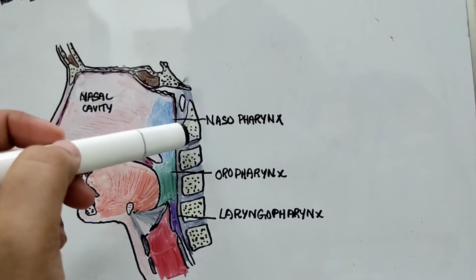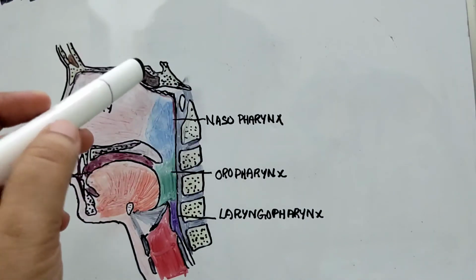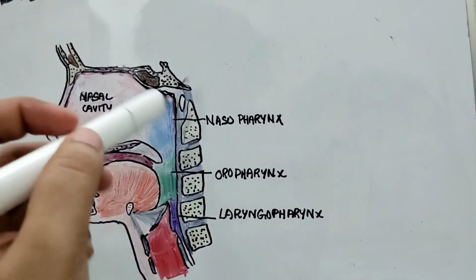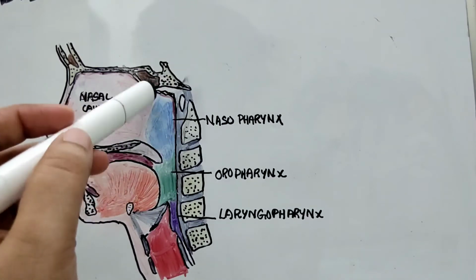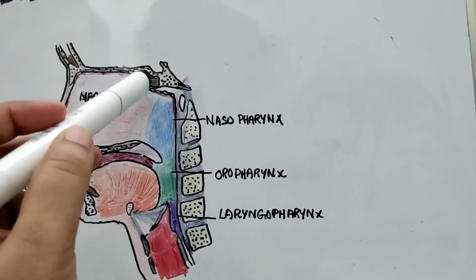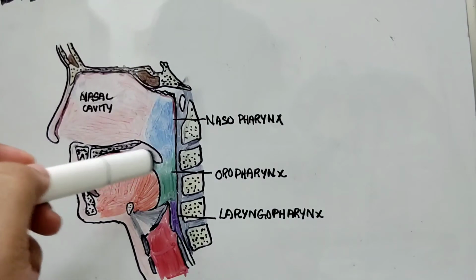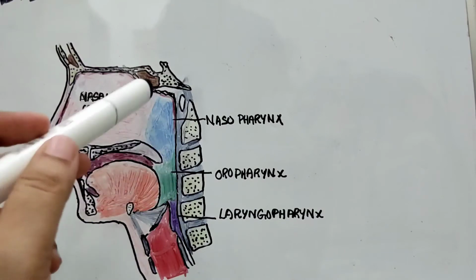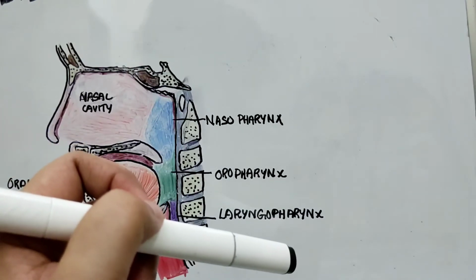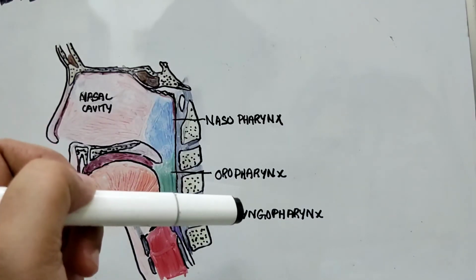As posterior relations, you can see the nasopharyngeal tonsils there. What are nasopharyngeal tonsils? These are tonsils which are prominently seen in children. By puberty, they disappear. Sometimes they get inflamed, and as a result they block the nasal cavity, which results in respiration through the mouth. This condition is called adenoid. It is prominently seen in children.